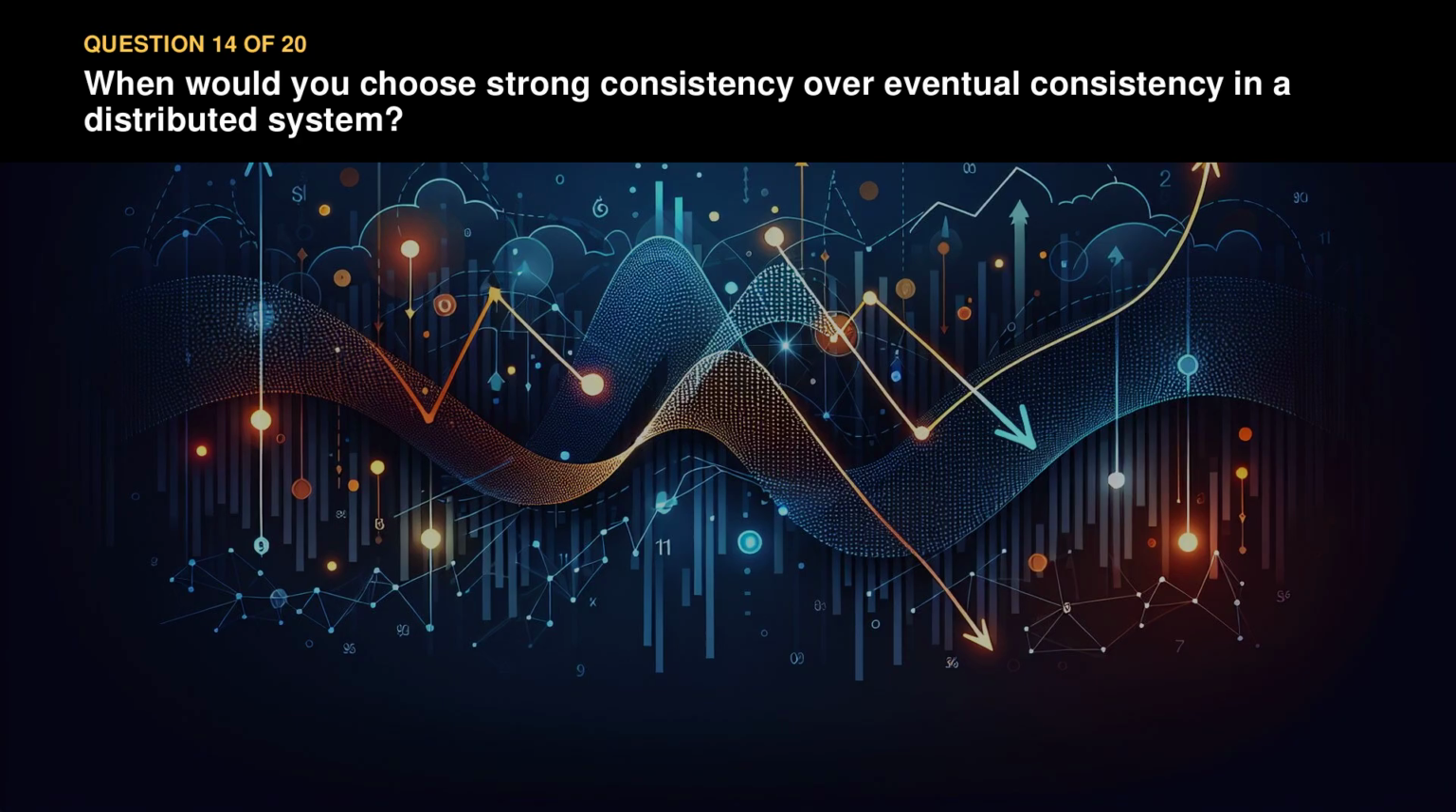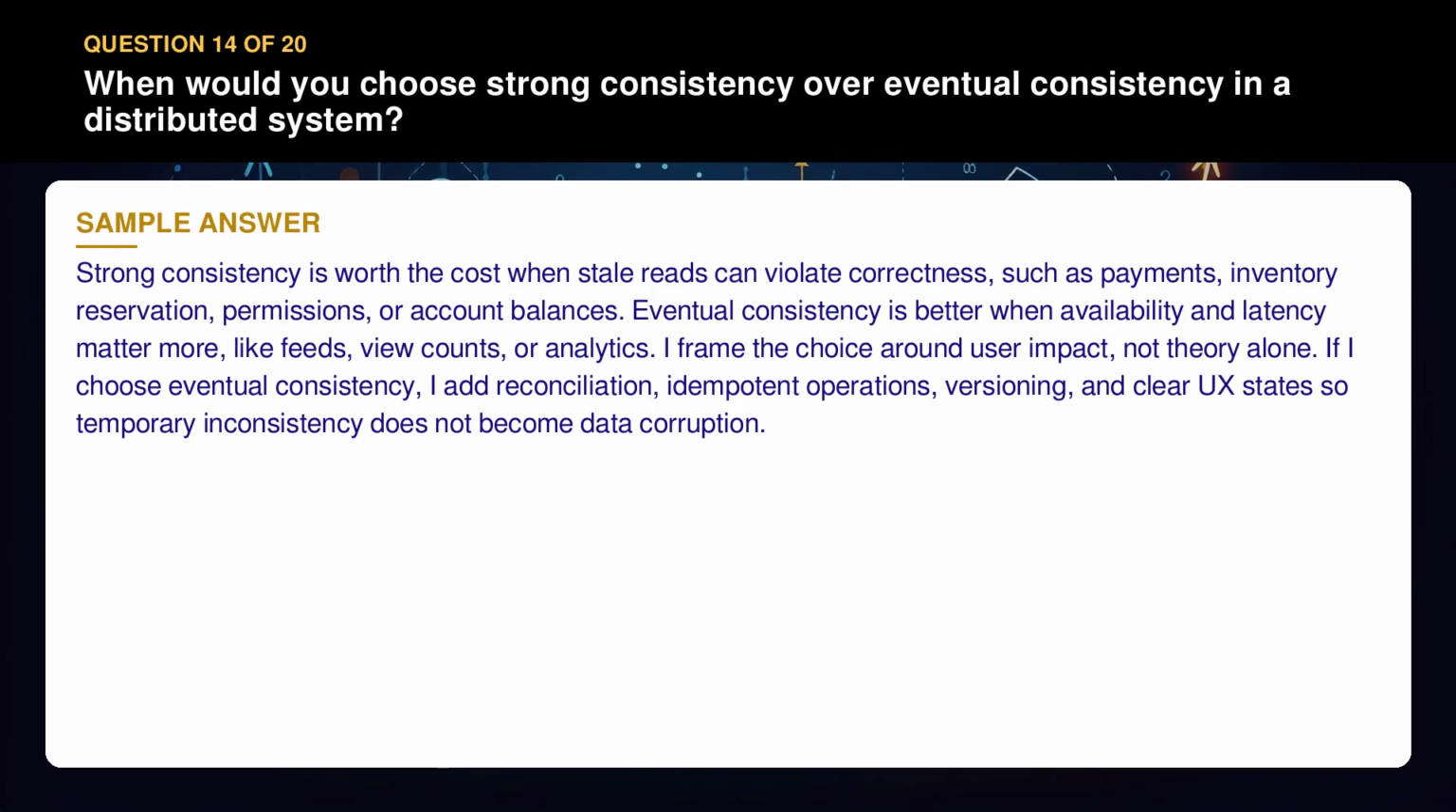Question 14. When would you choose strong consistency over eventual consistency in a distributed system? Strong consistency is worth the cost when stale reads can violate correctness, such as payments, inventory reservation, permissions, or account balances. Eventual consistency is better when availability and latency matter more, like feeds, view counts, or analytics.